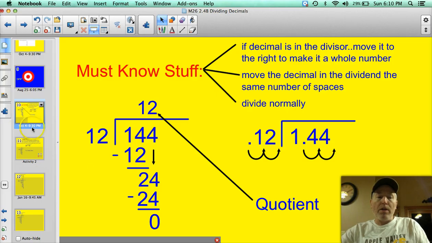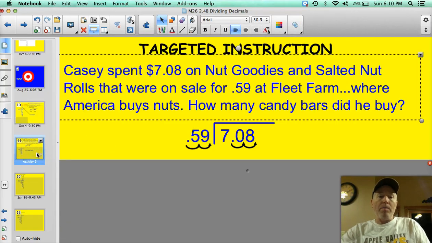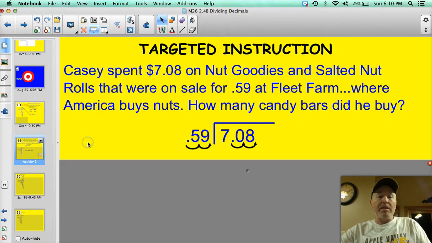All right, we'll work through a number of problems tonight, but I'm going to be using these words divisor, quotient, and dividend a lot tonight, so stick with me. All right, our word problem tonight. My son Casey spent $7.08 on nut goodies and salted nut rolls that were on sale for 59 cents at Fleet Farm. That's where America buys nuts. How many candy bars did he buy?